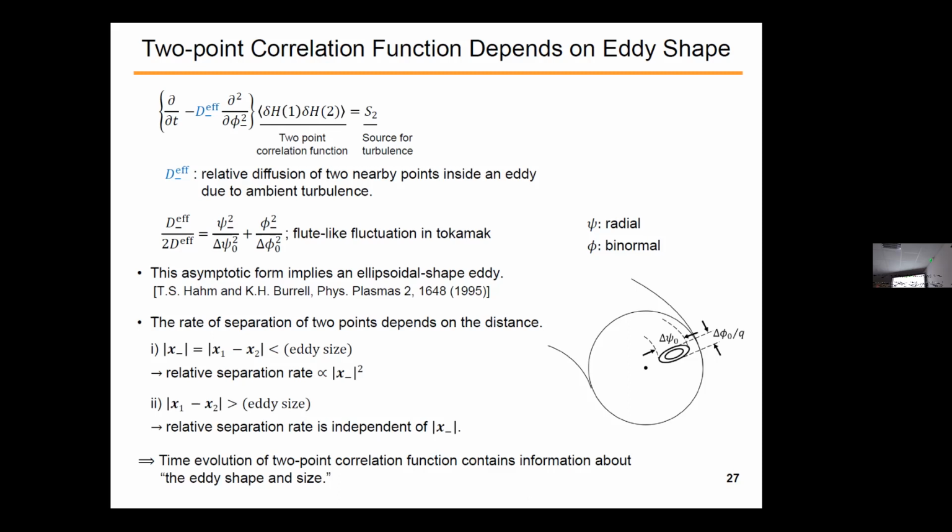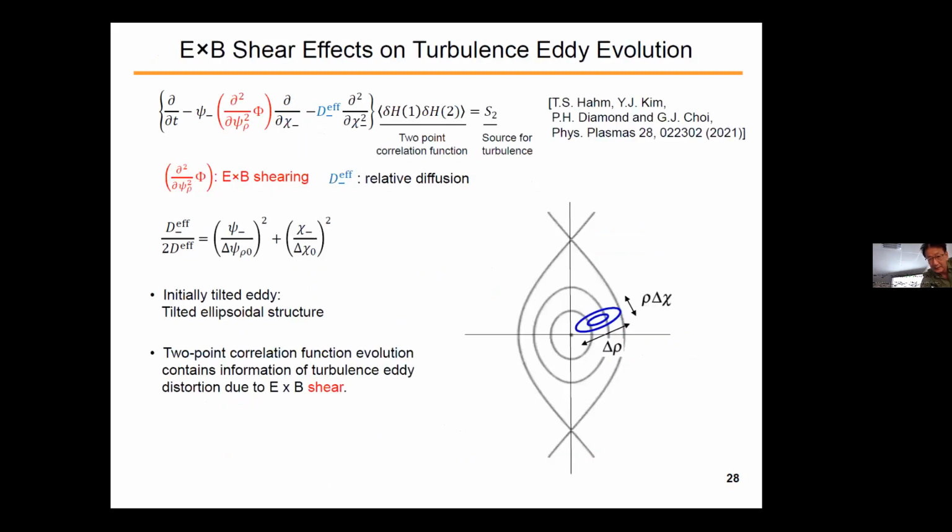And many years ago, I did a calculation for E cross B shear effects in toroidal geometry, extending PDT. So basically, you end up solving this kind of equation, including the effect of ambient turbulence, drift wave turbulence, giving us the relative diffusion, and E cross B shear flow, giving us the E cross B shearing rate, going like that.